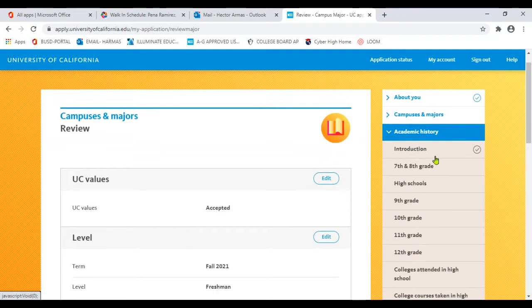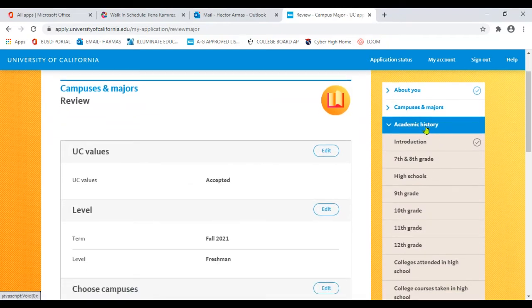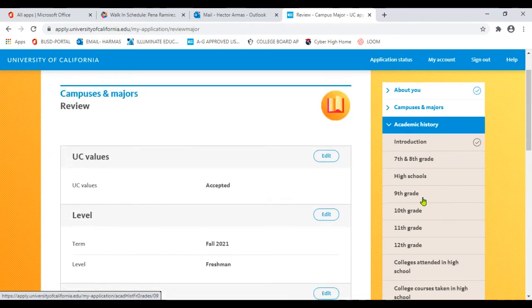So before we begin, I'm going to take the next two sessions, which is basically academic history. If you look on your right-hand side, I have clicked on academic history, and it gives me various subsections that we have to complete. And then I'm also going to be covering the test scores. So before I proceed with the academic history, I want to provide you with some reminders. I want you to be very, very clear in this. And if you have any questions, once again, please ask.